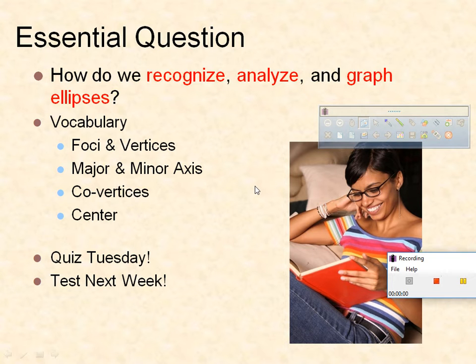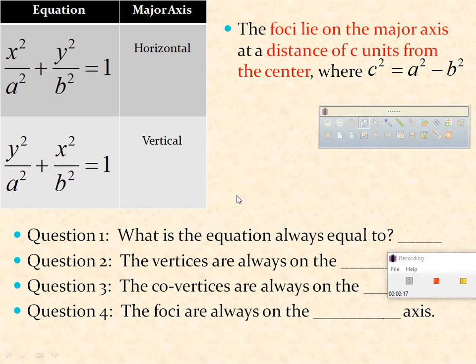Just a quick refresher: remember that the foci lie on the major axis. Whatever the major axis is, that's where your foci and your vertices lie. The formula that we use to find the foci is c squared equals a squared minus b squared.